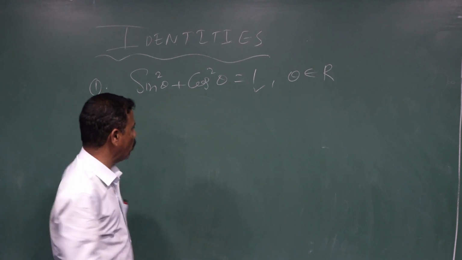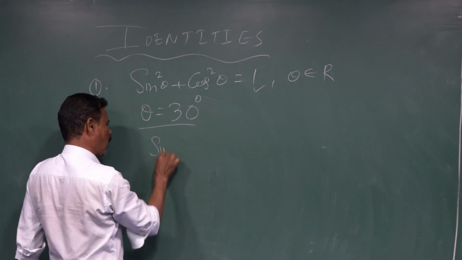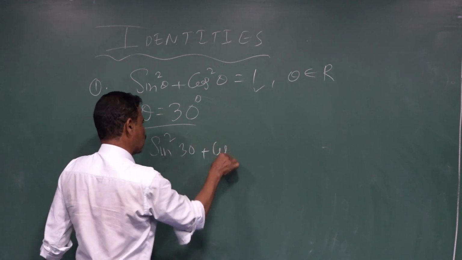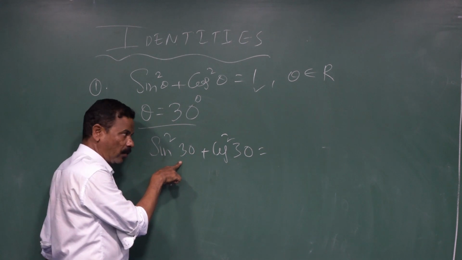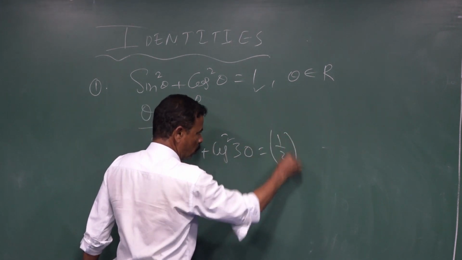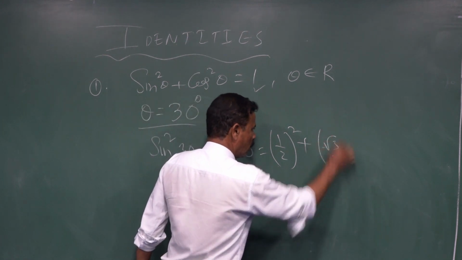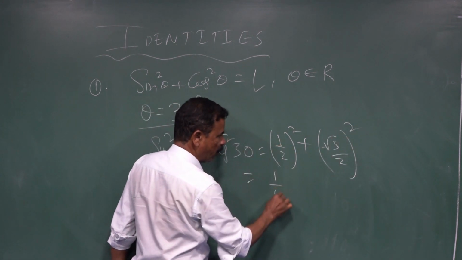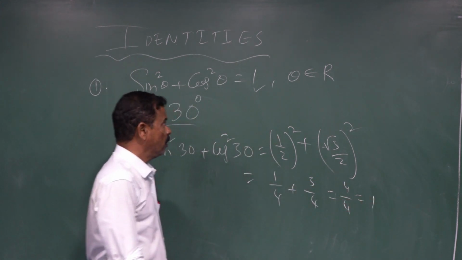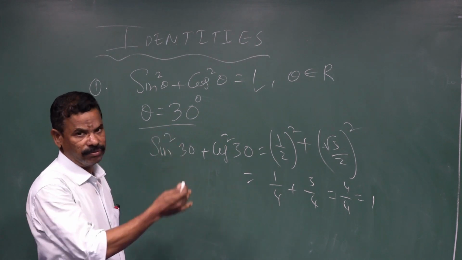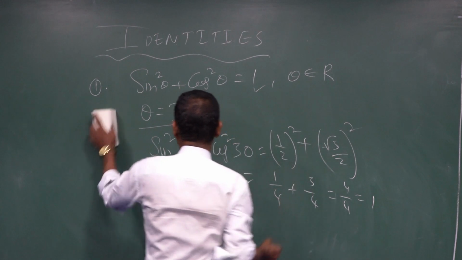Suppose theta is equal to 30 degrees. Sin square 30 plus cos square 30. Sin 30 is 1 by 2, so 1 by 2 whole square, plus cos 30, which is root 3 by 2, also whole square. This is 1 by 4 plus 3 by 4, which is 4 by 4, equal to 1. For any value, the right hand side is 1. That's why theta belongs to R.